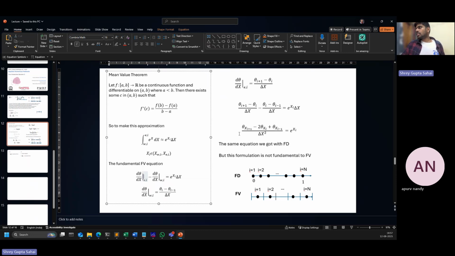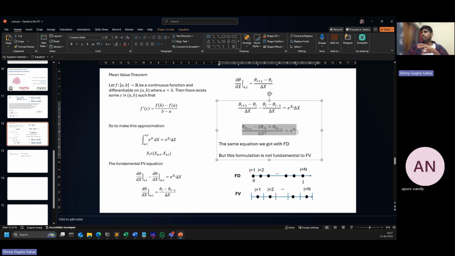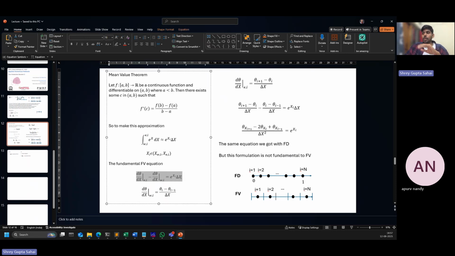This form is fundamental to finite difference, because del square theta by del x square will always come, at least in central difference schemes, like this exactly at this point. This is step one of the finite difference scheme. Step one of the finite volume method is this. How we proceed to step two is important.